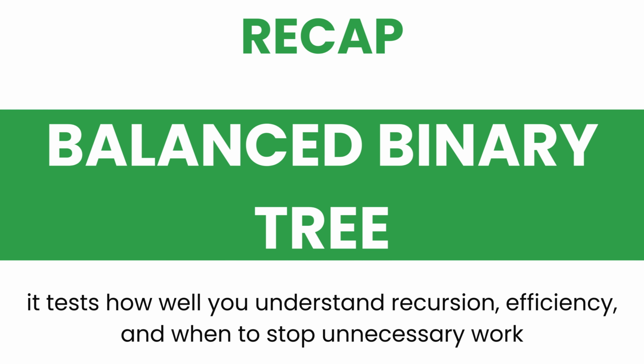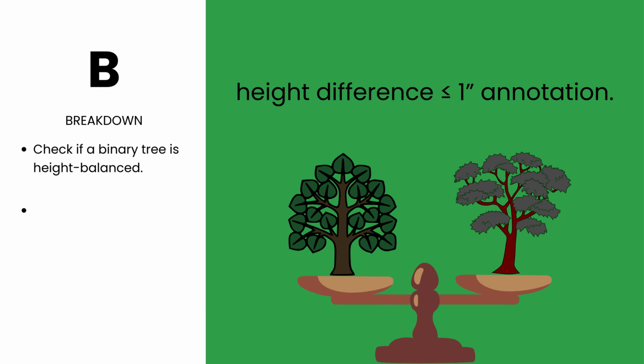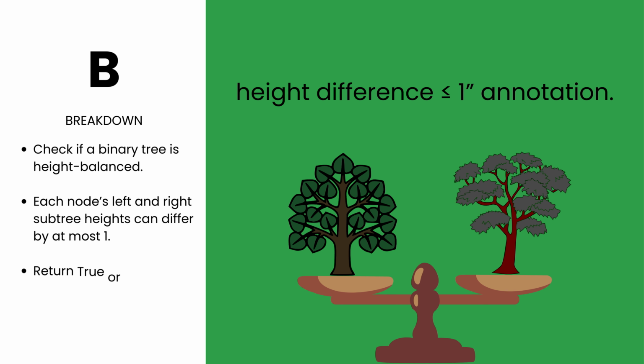Ever been asked if a tree is height balanced? Balanced binary tree. This one's a real interview classic. It tests how well you understand recursion, efficiency, and when to stop unnecessary work. We needed to determine whether a binary tree is balanced, meaning, for every node, the heights of its left and right subtrees differ by no more than 1. The goal was to return a simple true or false.